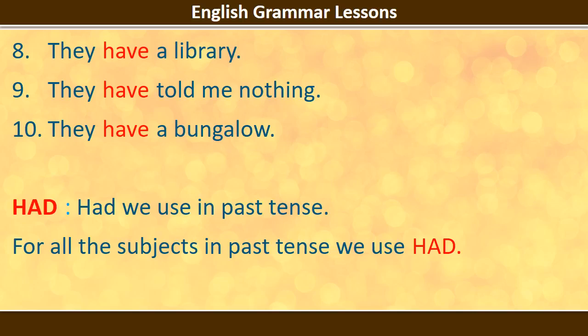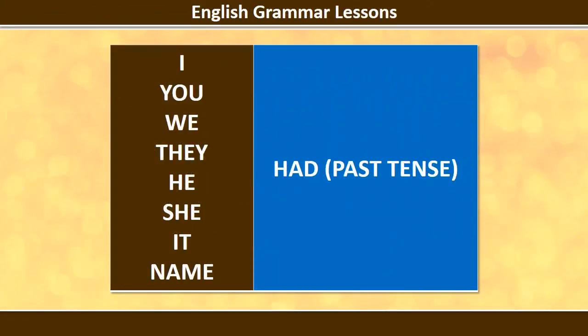Now we will learn had, usage of had. Usage of had is very easy. Why? Because for all the subjects in past tense we will be using had. We use had for the past tense. Yes, you can see here for all the subjects, that is I, you, we, they, he, she, it or any name, in the past tense we will be using had.